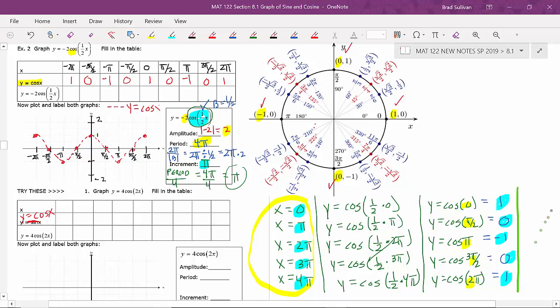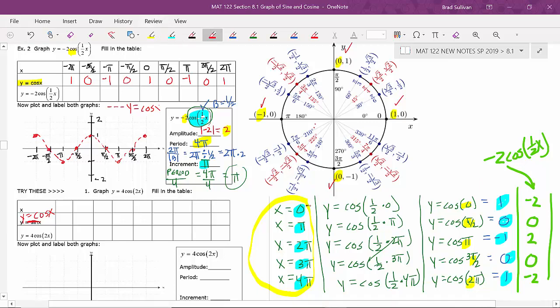Now the other thing we're going to do, because of the amplitude, when we have the negative 2 cosine 1/2 x, is multiply this value. And we're going to do this in our head. So 1 times negative 2 is negative 2. 0 times negative 2 is 0. Negative 1 times negative 2 is 2. 0 times 2 is 0. And 1 times negative 2 is negative 2. So those are the y values of your key points.